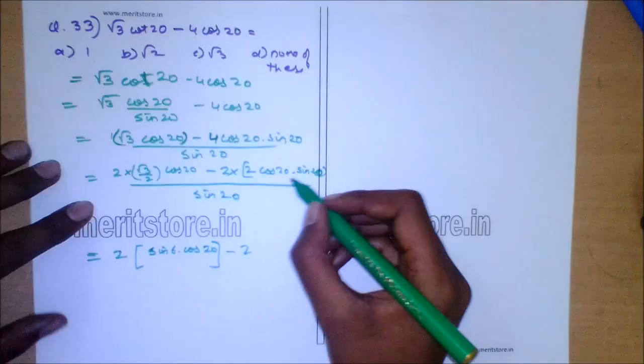We have to find the value of root 3 cot 20 minus 4 cos 20. The options are 1, root 2, root 3 and none of these. So first we rewrite the expression. Root 3 cot 20 minus 4 cos 20. Cot 20 is cos 20 upon sin 20. So root 3 cos 20 upon sin 20 minus 4 cos 20. We cross multiply, so we get (root 3 cos 20 minus 4 cos 20 sin 20) divided by sin 20.